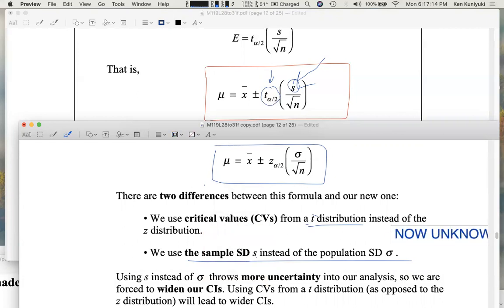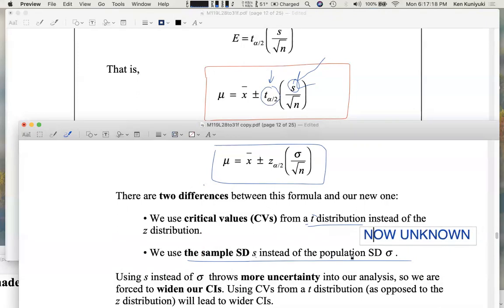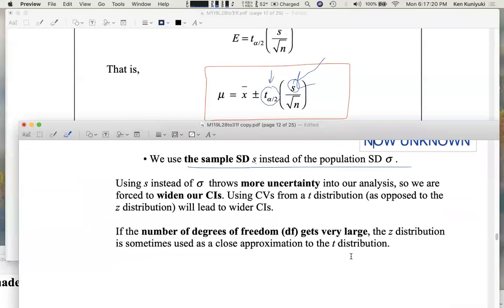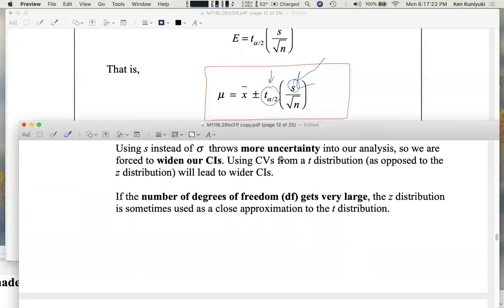Now, sigma is unknown. So we're stuck with S instead of sigma. But we pay a price for that. Because we're using S instead of sigma, that throws more uncertainty into our analysis. It throws a wrench into our analysis because the CLT wants us to use sigma. Well, we don't have sigma, so the best we can do is use S, the sample standard deviation.